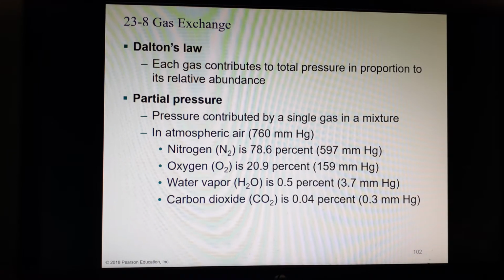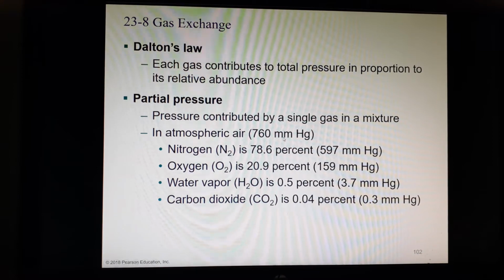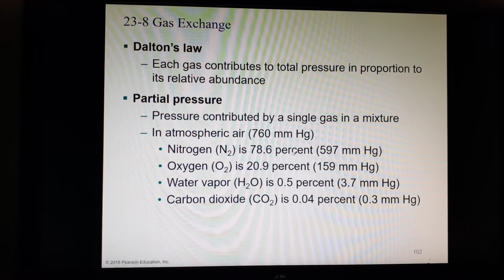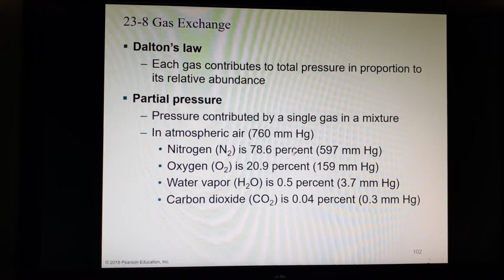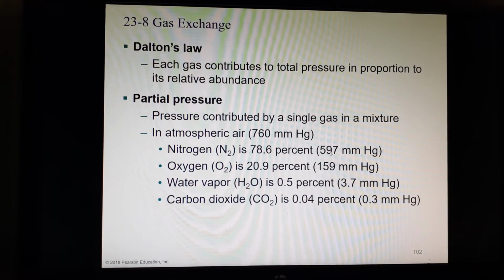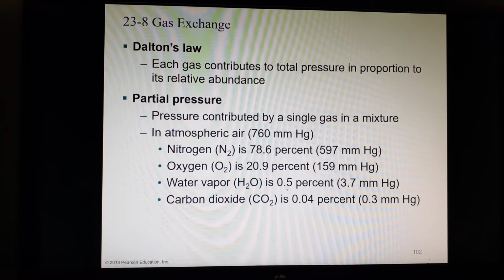Okay, so here's the actual numbers. The pressure contributed by a single gas in a mixture. In our normal air, the total pressure is 760 millimeters of mercury. Nitrogen is actually the most abundant. That might surprise you. It is 78.6% of all the gas in the air. And so if you take 78.6% of 760, that means that out of that 760, 597 millimeters of that pressure is coming from nitrogen. Oxygen is second. It's almost 21%. Water vapor is 0.5%.